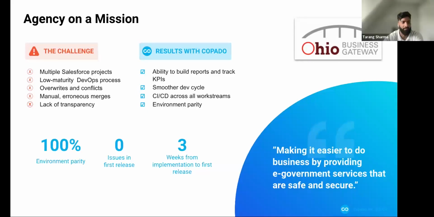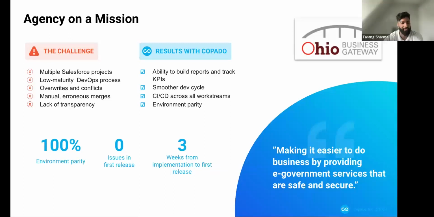Okay, and you just actually finished the implementation of Copado, right? So how did that go? Yeah, thank you. It was pretty much on schedule. Everything went on time. We didn't hit any road bumps. Everything was smooth. Definitely, there was a little bit of a learning and adoption process, but other than that, I think we didn't see any major showstoppers.